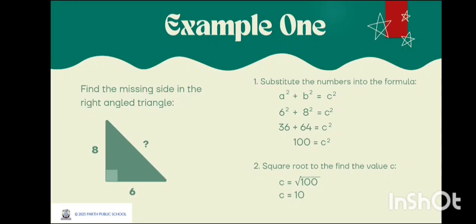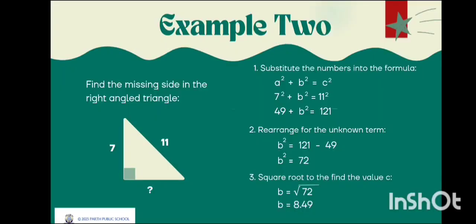Now let us move to our next example, in which we have to find the missing side in a right triangle. But this time, not the hypotenuse. This time we have to find the base of the right angle triangle. So in this example, firstly, in the first step, we will substitute the numbers into the formula, a square plus b square is equal to c square. That is the formula of Pythagoras theorem. Here, perpendicular is 7. So we will put in place of a, 7 square. Base is missing. So we will write b square is equal to c square.